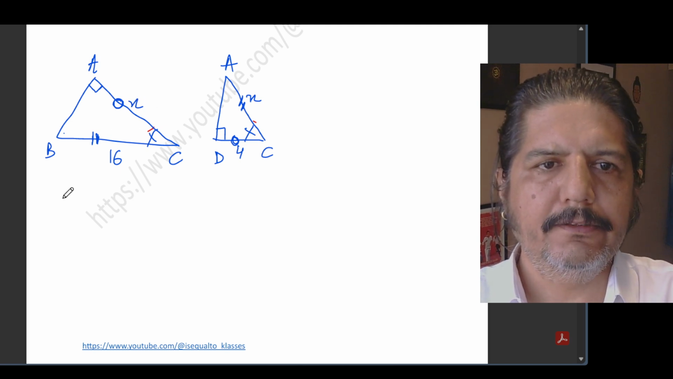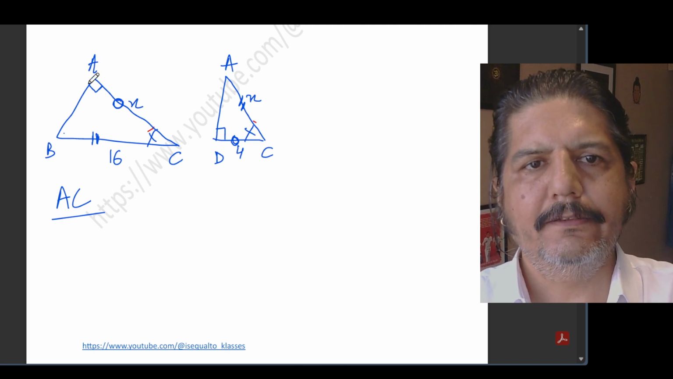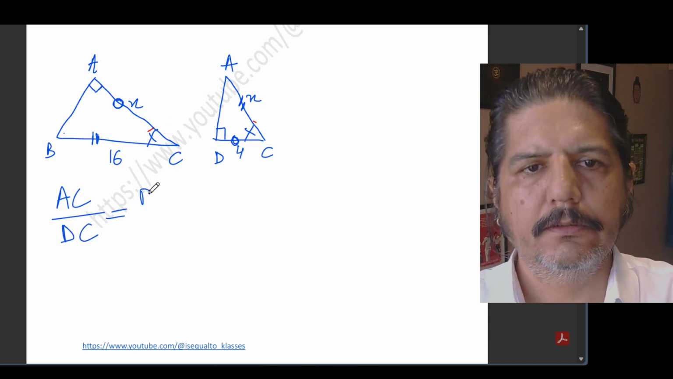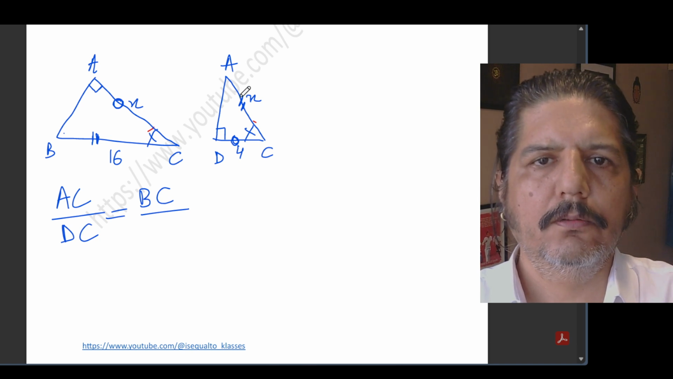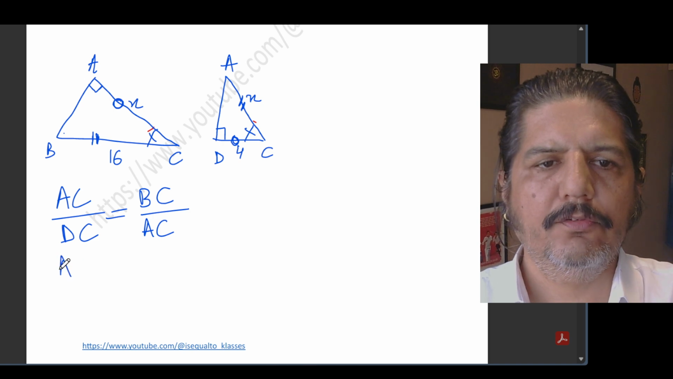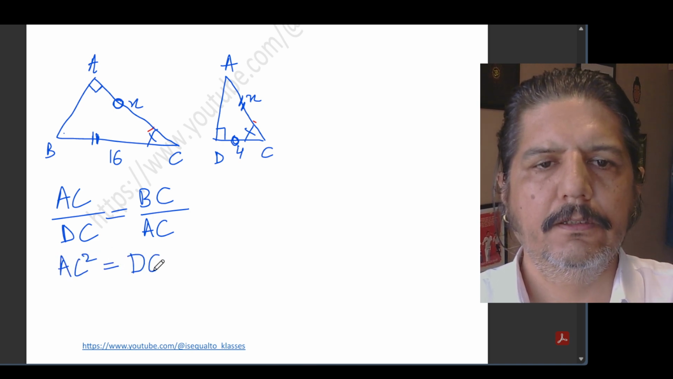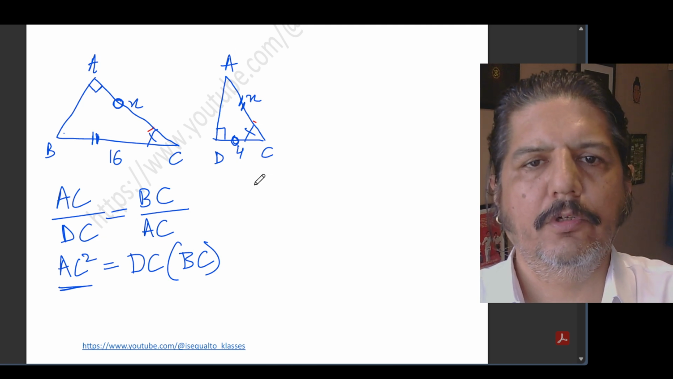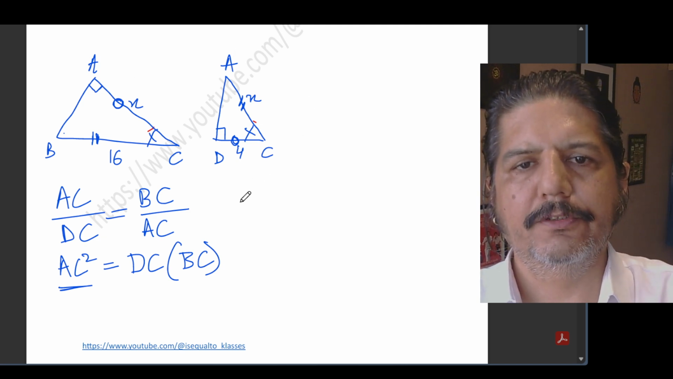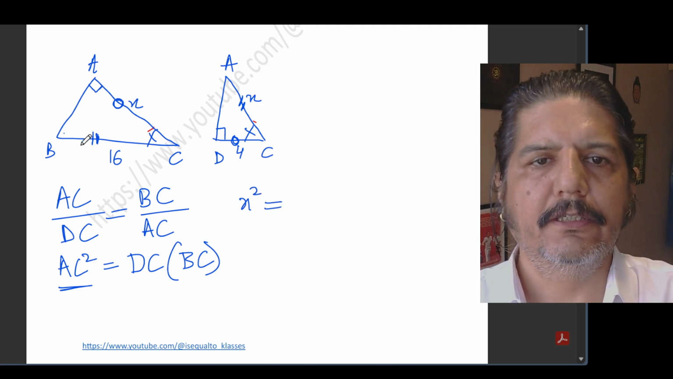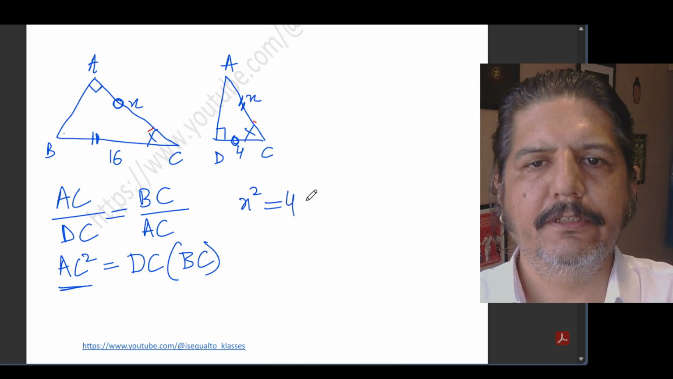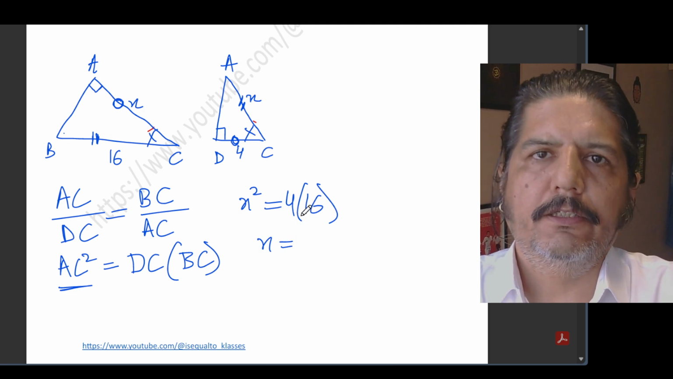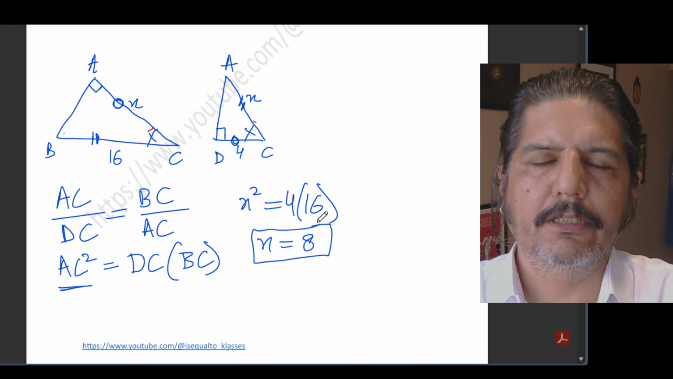So I'll write AC upon DC is equal to BC upon AC. So AC square would be equal to DC multiplied by BC. So AC square is my unknown. This is x square is equal to DC. DC is 4 and BC is 16. So therefore x would be equal to the square root of 64. So x would be equal to 8. I ignore the negative sign, of course.